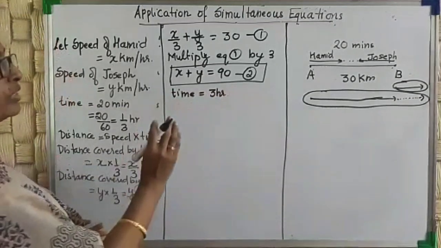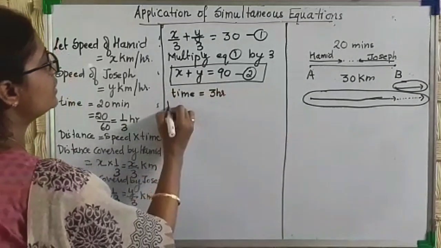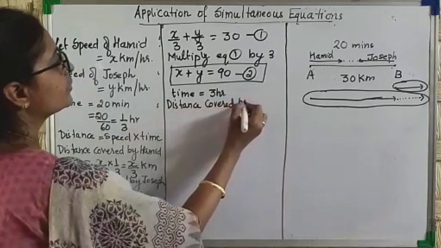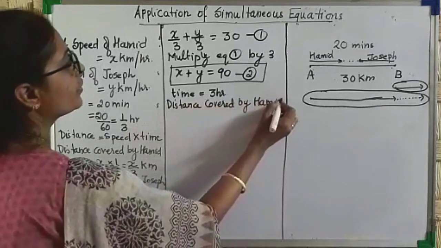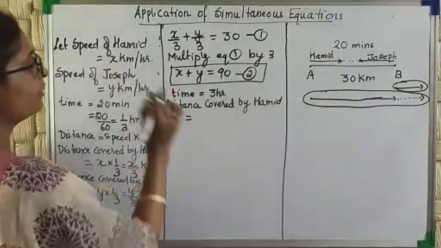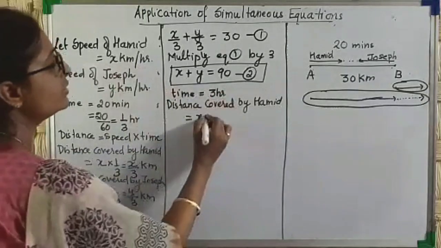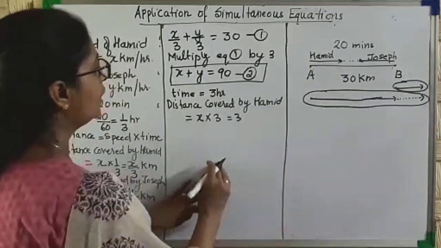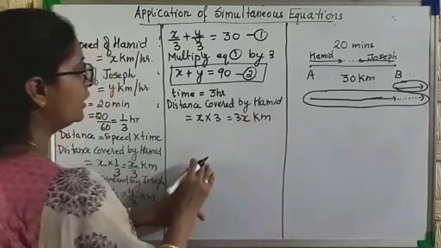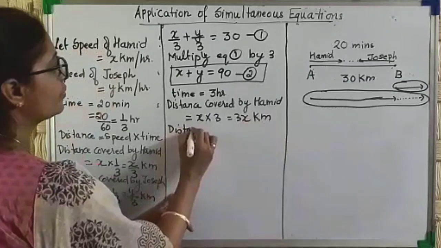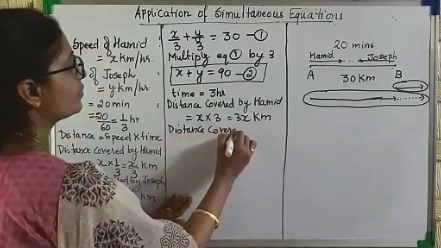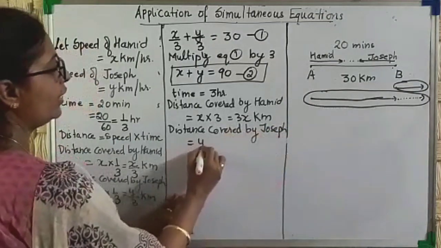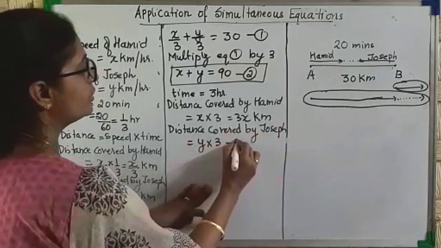Now we have to find out what is the distance covered by Hamid. So distance covered by Hamid will be, moving with the speed of x and taking 3 hours to meet Joseph, 3x kilometers. Similarly, distance covered by Joseph will be equal to y into 3, that is 3y kilometers.